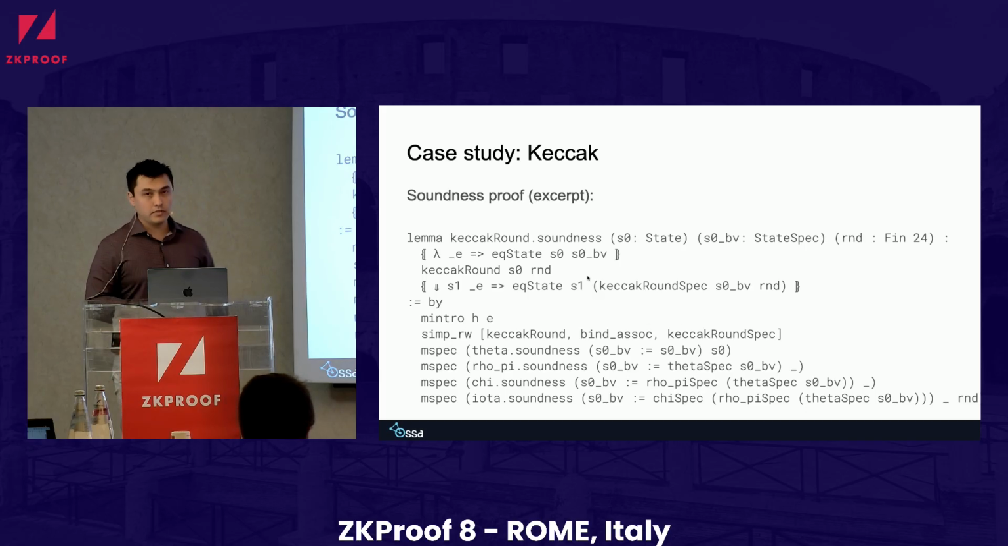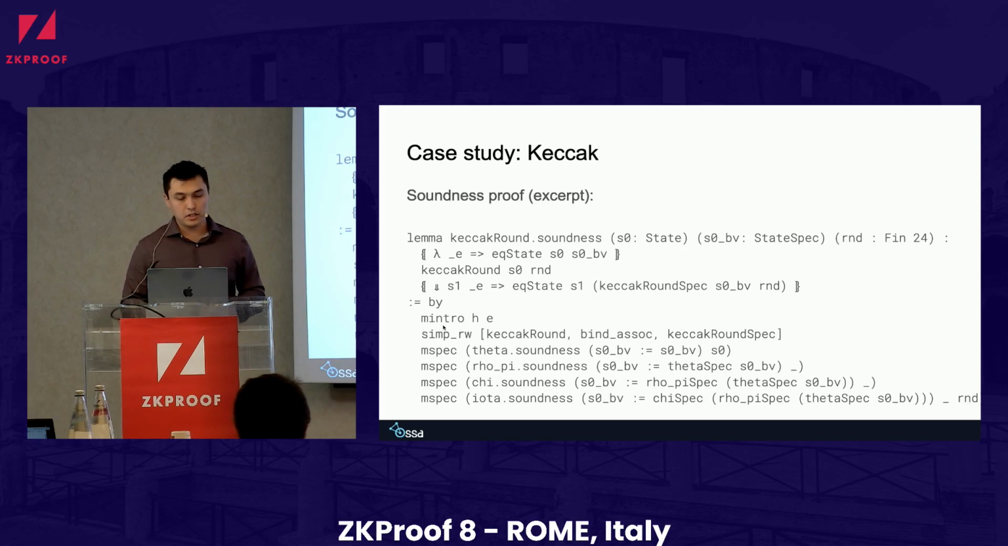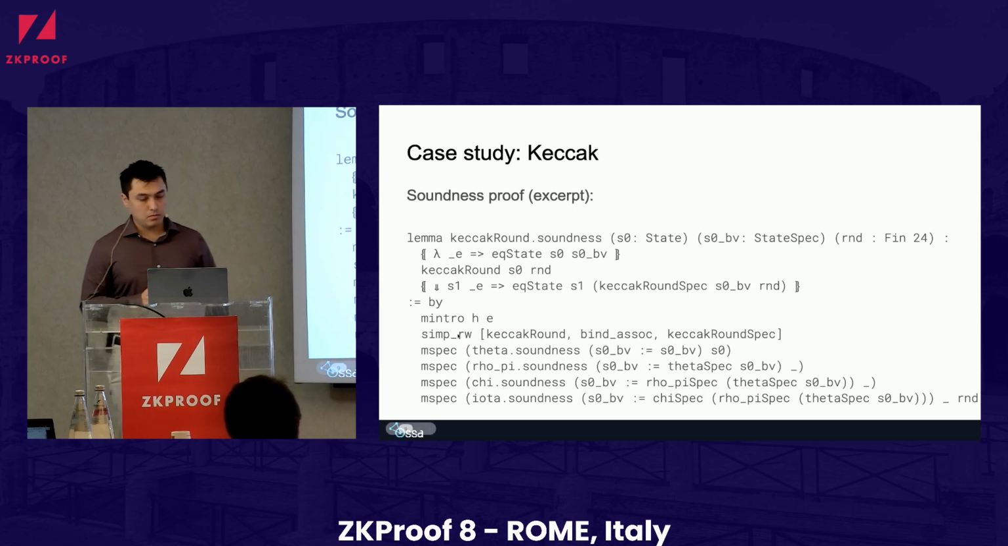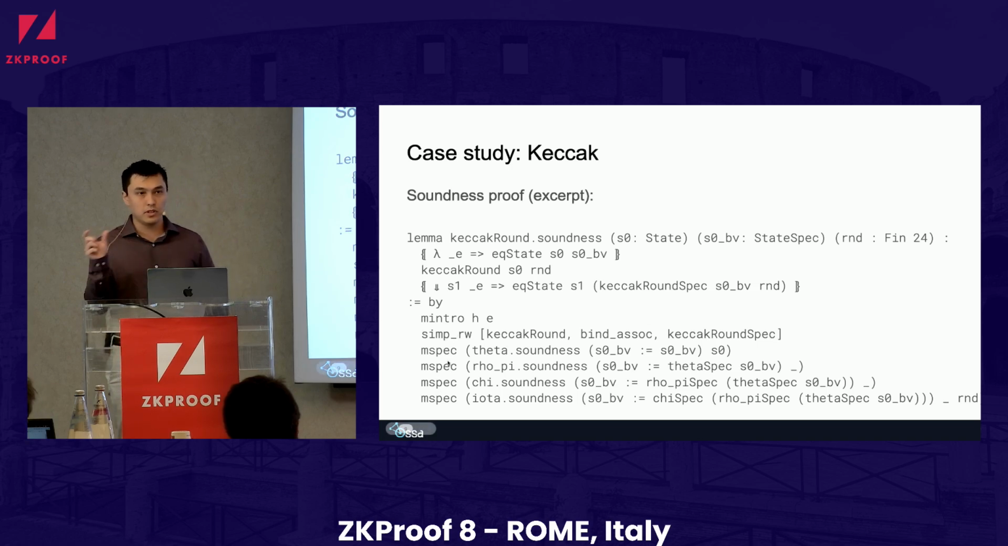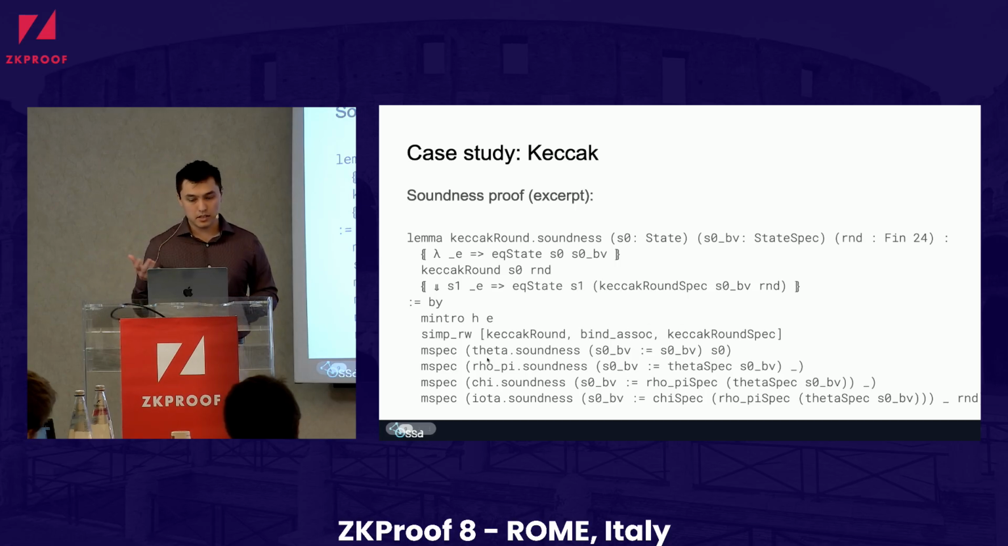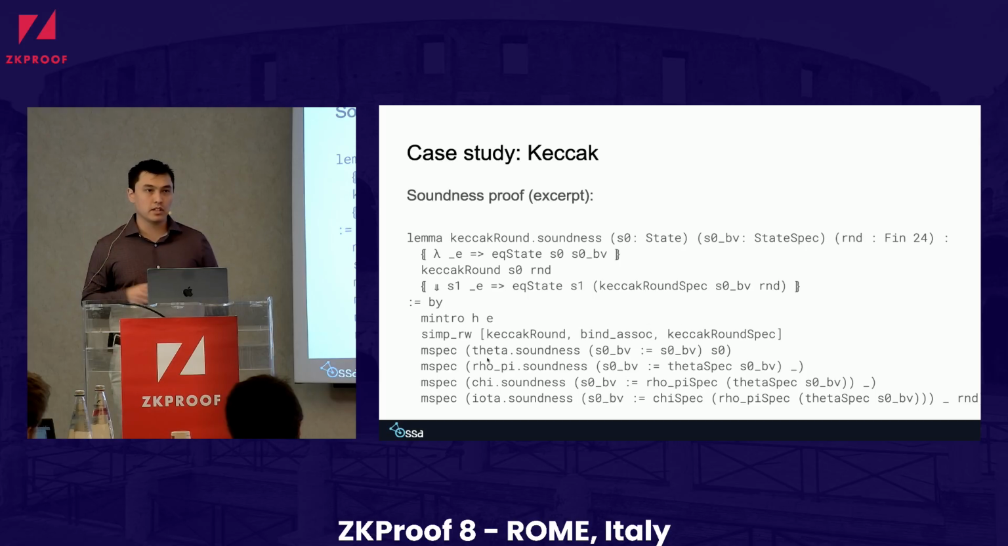So if you're not too familiar with Lean, you're introducing a few variables. You're doing a few simple rewrites based on unfolding the Keccak definitions that we've defined. And then here we're just doing a few spec calls to all the subcomponent lemmas. So there's one lemma for theta soundness, one lemma for rho soundness, chi soundness, etc. And then here you end up with a pretty nice, simple composable proof of a Keccak round.